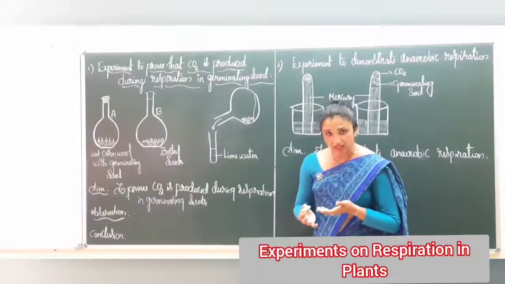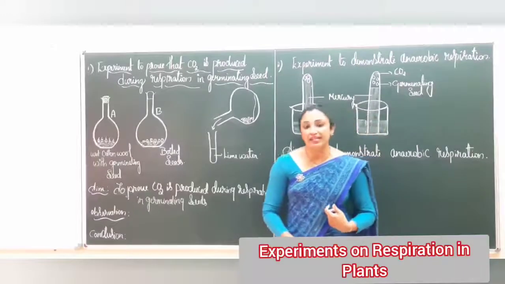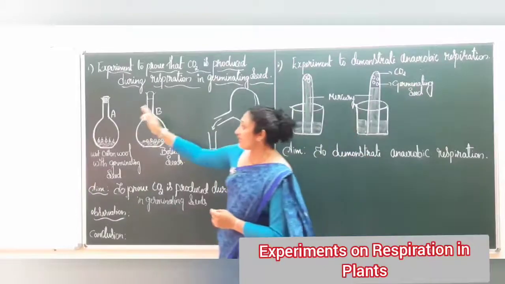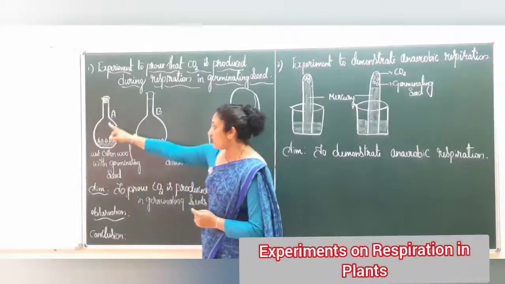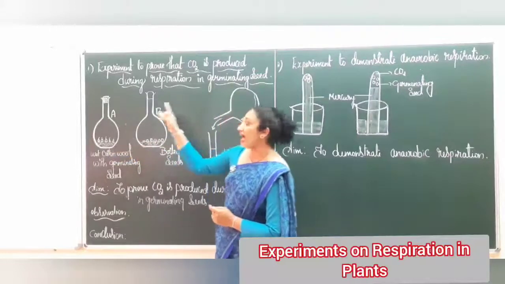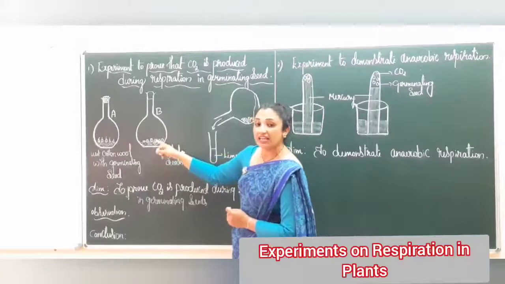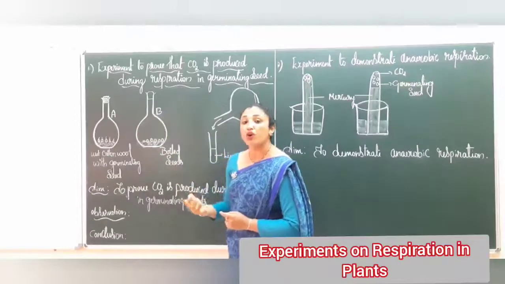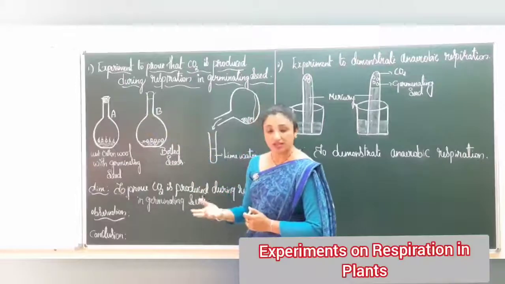Now what I explained as the setup of the experiment, that will be the procedure of the experiment. Okay. Now what will be the procedure of the experiment? So we will take two round bottom flasks, mark them A and B. In flask A, we will take germinating seeds kept on the wet woolen cloth, and in flask B, we will take the boiled, killed seeds, and we will leave this setup for a few hours.